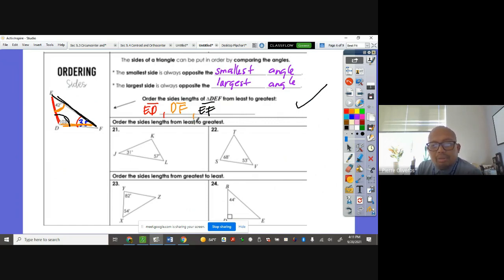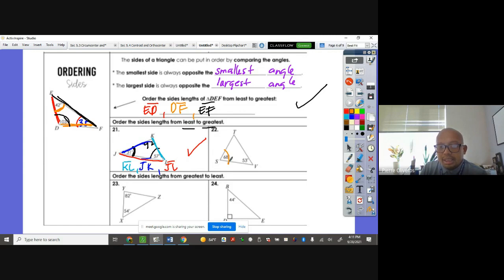Number 21. Order the side lengths from least to greatest. The least here is this 31, and that's 57. 57 plus 31 will give you 88. Subtract from 180, that will give you 92. Since you're doing it from least to largest, the smallest angle here is 31, so the side over here will be KL. The next one here is 57, so the opposite is JK. And obviously the longest one there will be JL. That's the order from least to greatest.